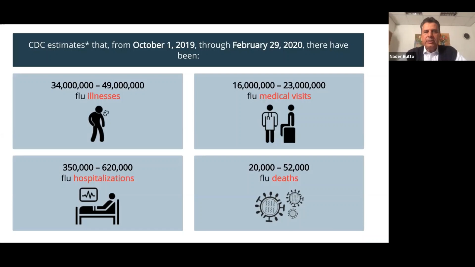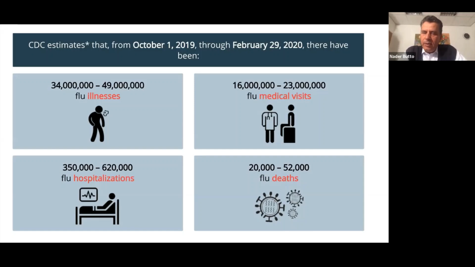If you look at the numbers that we have every year with the seasonal flu, it's interesting to see that in the United States, for example, the CDC, the Center for Disease Control, estimates for the period from October 2019 to February 2020 that there would be between 20,000 and 50,000 deaths from seasonal flu. So we have numbers here.